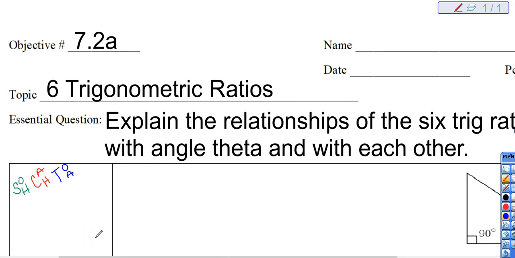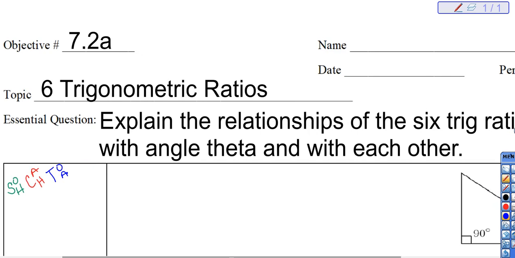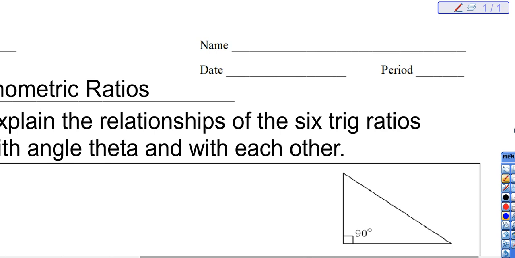Now, some people just write it out as one long word, SOHCAHTOA. I like to stack the letters, opposite over adjacent, just so that it's a visual to remind me of the placement of each thing. I think you do it however it makes sense to you. So let's review how we decide we're going to choose sine or cosine or tangent, because you do have to make decisions. So let's go over here to this right triangle.